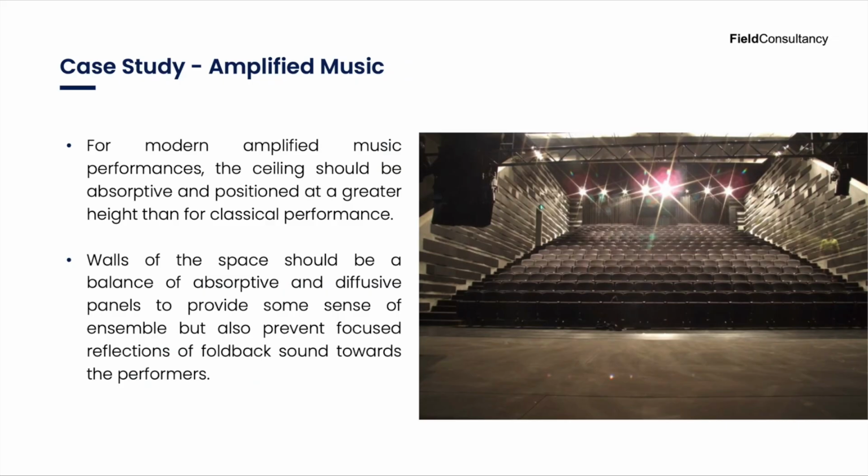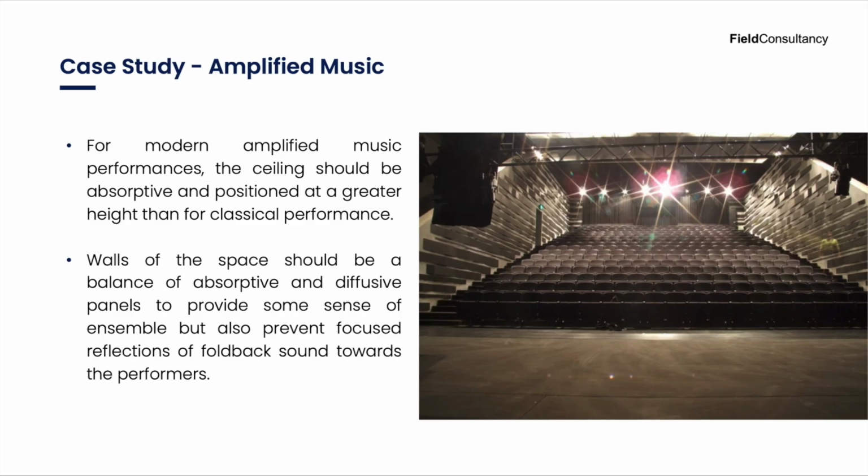When we look at the case study of an amplified music space, where we're using sound reinforcement or loudspeakers to project sound towards the audience, the ceiling should be absorptive and positioned at a greater height than for classical music performance. What we need is absorptive materials to control the reverberance in the space and to prevent late reflections of sound back towards the audience.